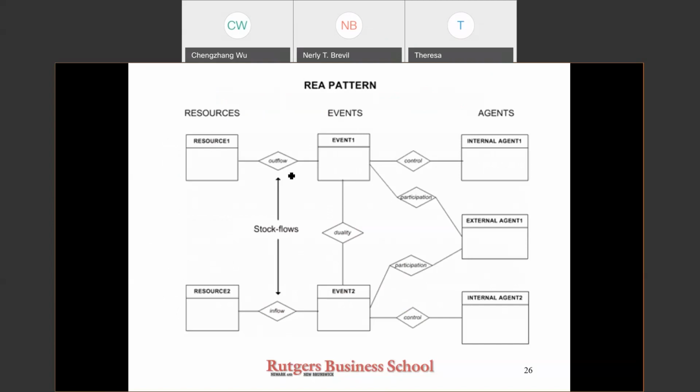The basic REA pattern shows resources, events, and agents with three types of relationships. These three types of relationships are stock-flow, duality, and control participation relationships. So here, let me briefly introduce these three types of relationships.